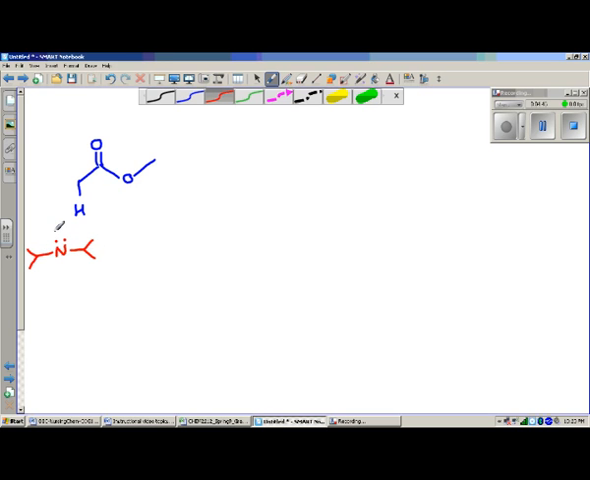Alright, here is our LDA, and we know from what we've seen before, the base grabs that hydrogen, kicks the electrons from the carbon-hydrogen bond into the carbon-carbon bond, forming a double bond, and what we end up with is the enolate, the structure that we've seen ad nauseum now. You've seen it a whole bunch of times. This is our enolate right here, okay? Existing in two resonance structures, one with the oxygen here, one with the oxygen on the carbon.